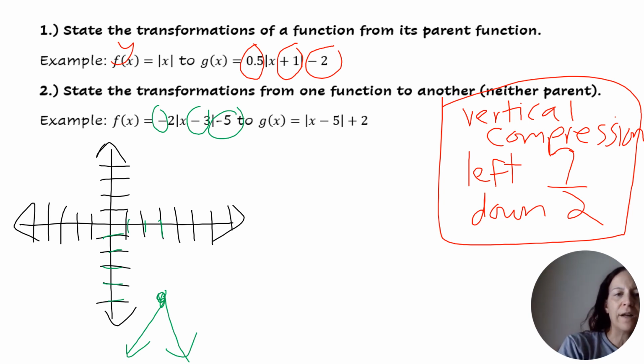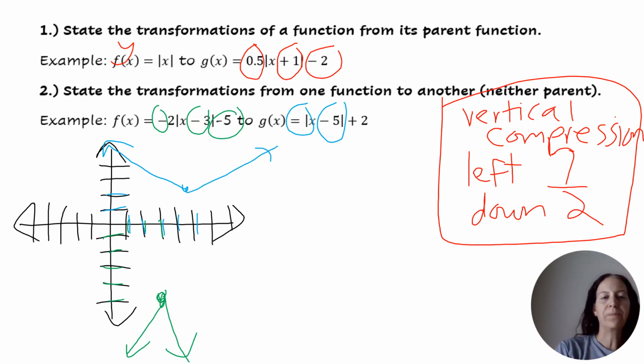Now, the new one has none of that going on out front. Okay, so this is going to be right side up, and it's not going to be stretched out. It's going to be back to normal. The -5 means that it's going to go to the right 5. So 1, 2, 3, 4, 5. And then +2 means it's going to go up 2. Okay, and it is going to be pointed upward and not as skinny as the first one.